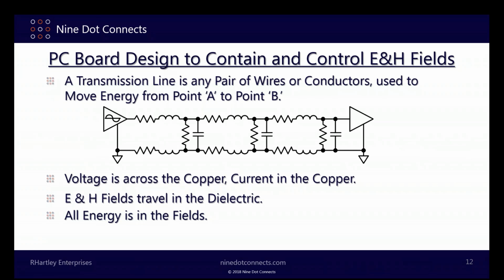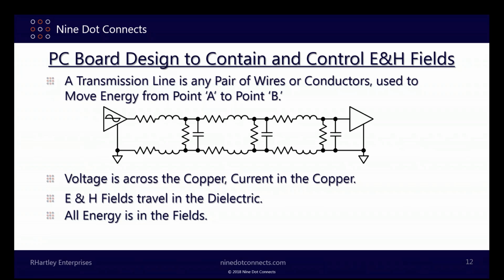If we were to push a wave into this line and move it a third of the way down the line, at that point there would be voltage across the first third of the transmission line, and there would be current in both halves of the transmission line, both the trace and the plane.